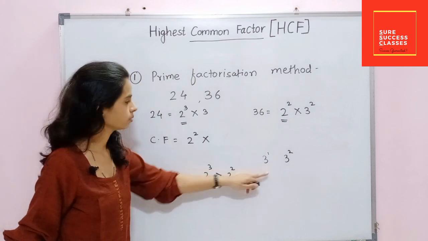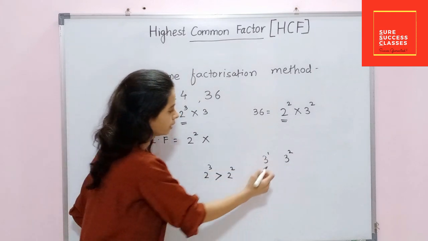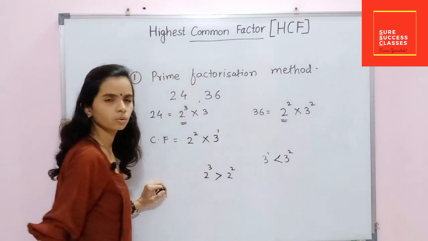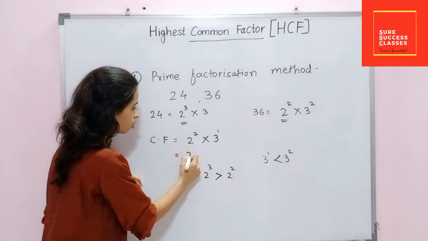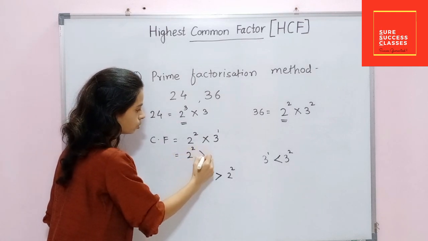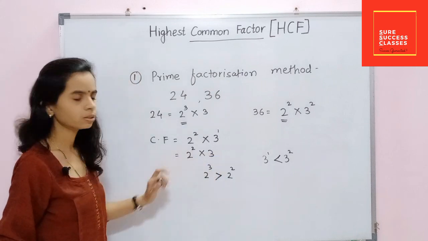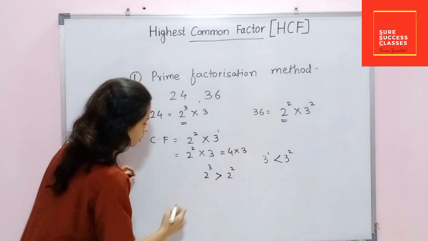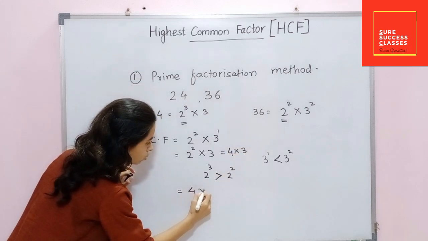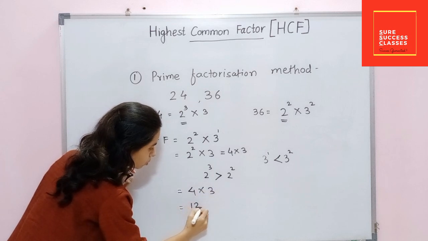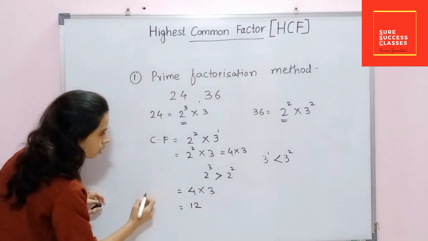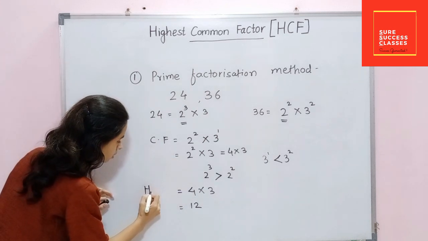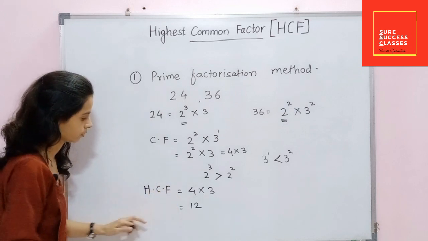This power means 3 to the power 1 is smaller than 3 to the power 2. So here we will take 3 to the power 1, means 3. So common factors are 2 to the power 2 into 3. 2 to the power 2 means it is 4 into 3. I will write it here. 4 into 3 is equal to 12. Means here we have got the product of these common prime factors. So this is our H.C.F., that is 12.